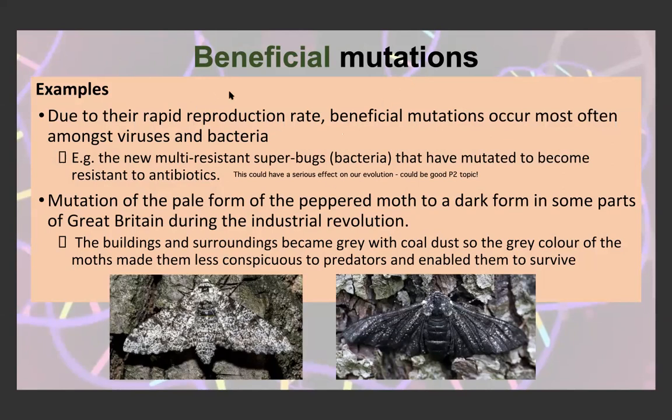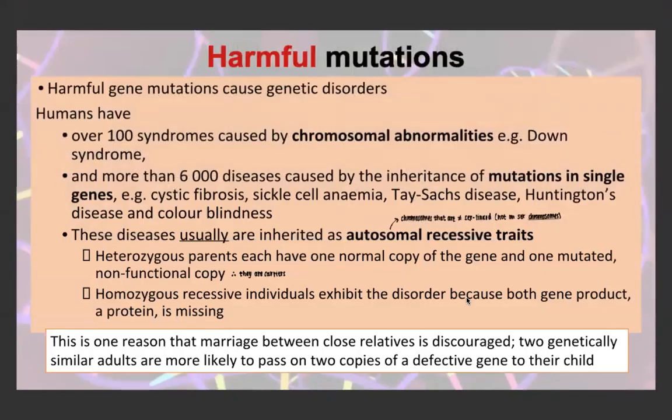And this is why beneficial mutations do occur more often among viruses and bacteria. There's also the peppered moth, which had a beneficial mutation during the Industrial Revolution. It used to have a pale form, but it mutated so that there is a dark form in some parts of Great Britain, which allowed it to be better camouflaged within the coal dust. So they were less likely to be eaten by predators. So it was actually a beneficial mutation.